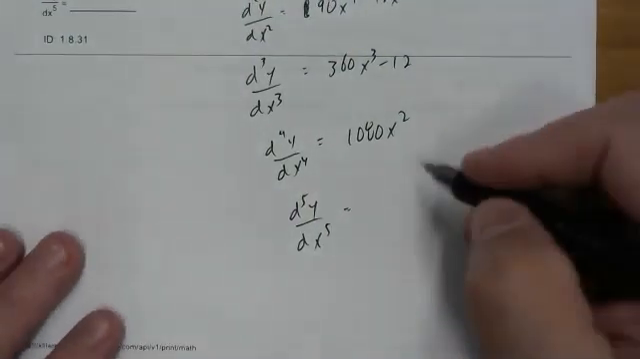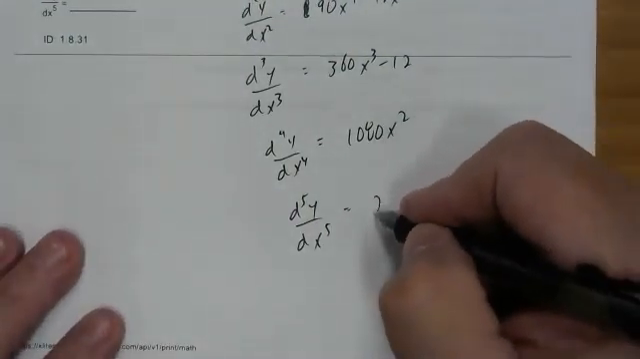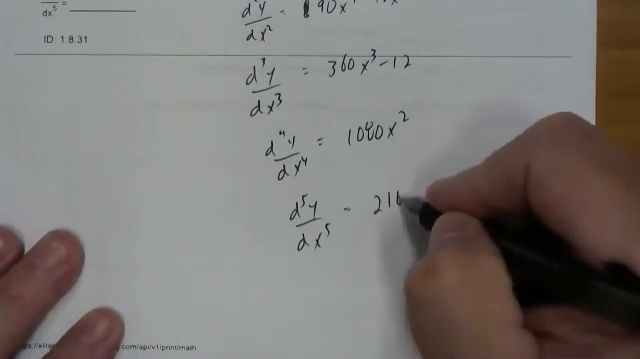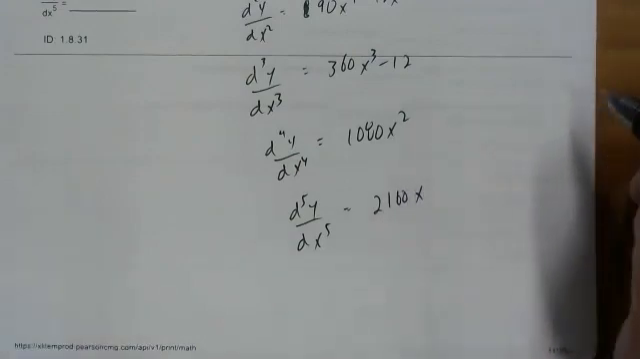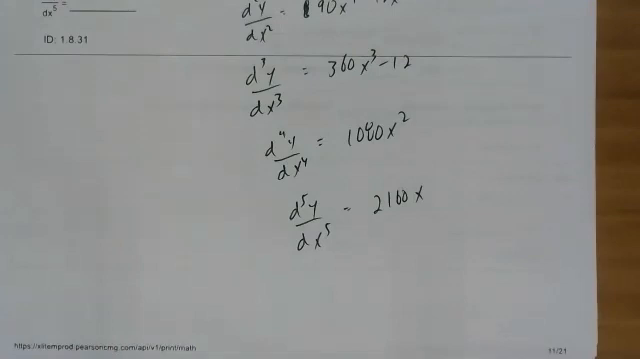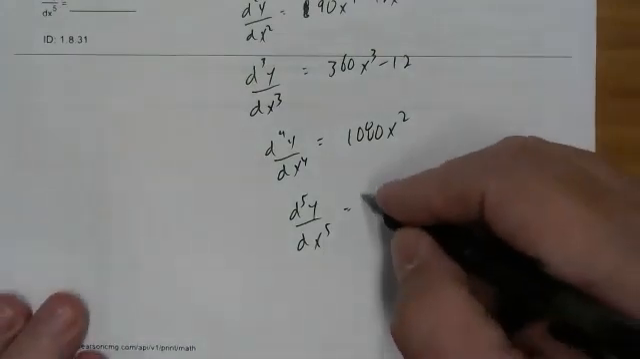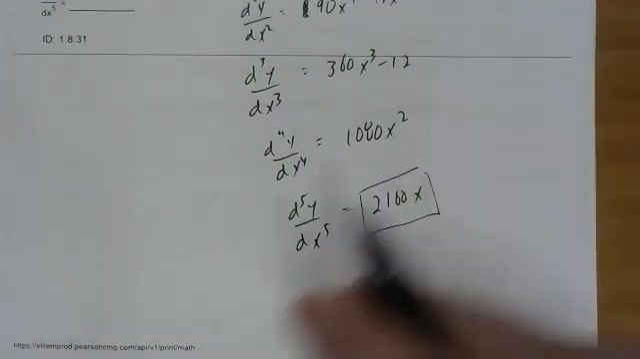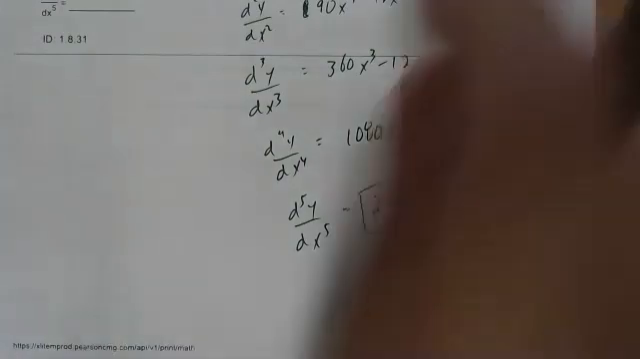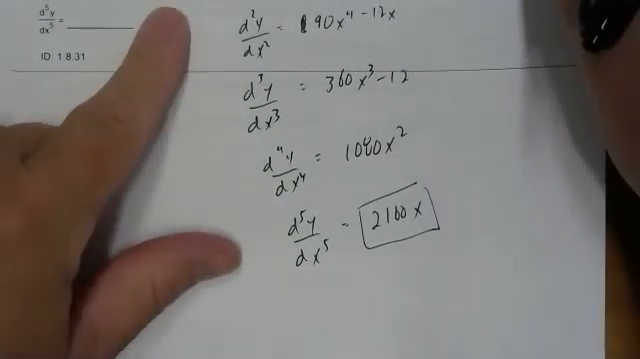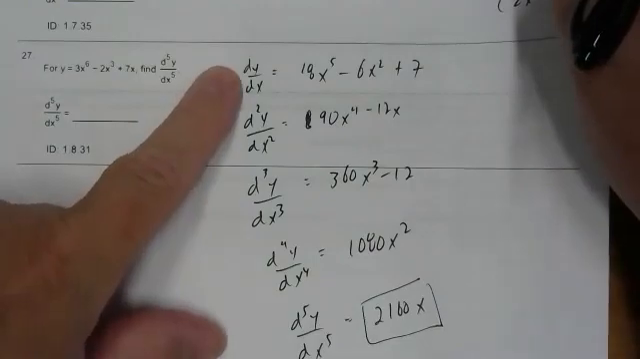finally the 5th derivative is 2,160x. What chances that's correct? Number 27. Actually, I was pretty careful that it was the correct answer. All right, so higher order derivatives, just keep taking derivatives over and over again. Not too difficult.